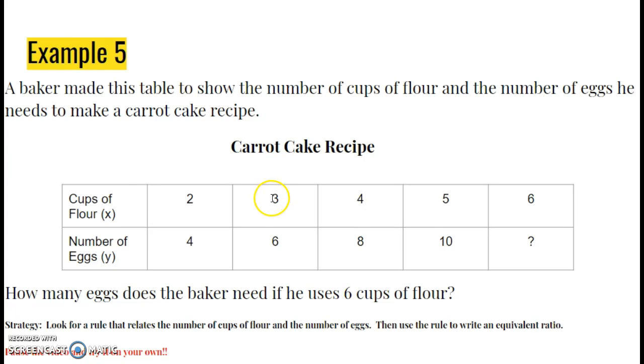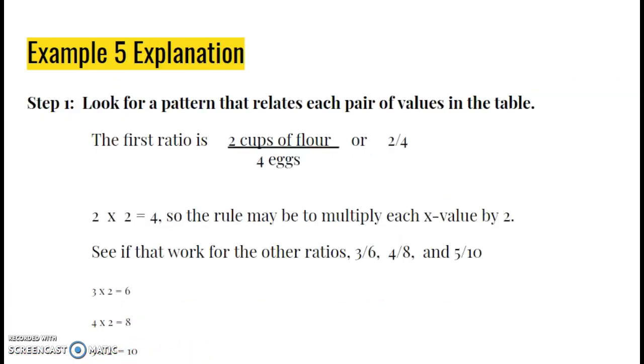So if we're going to look for a pattern, you're going to look for the rule that relates to what's going in, what's coming out. I want you to pause the video and try to find the rule and find out the missing number. So the first thing that you should look at is, what is the pattern? The first ratio is 2 cups of flour and 4 eggs. So it's 2 to 4. 2 cups of flour, 4 eggs. So we're going to go ahead and find out how we get from 2 to 4.